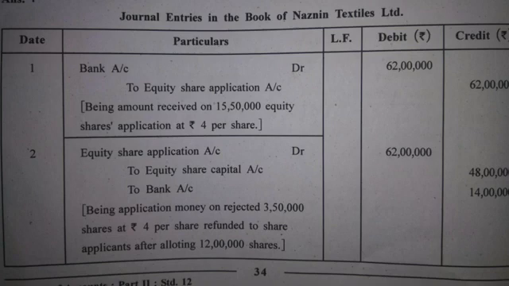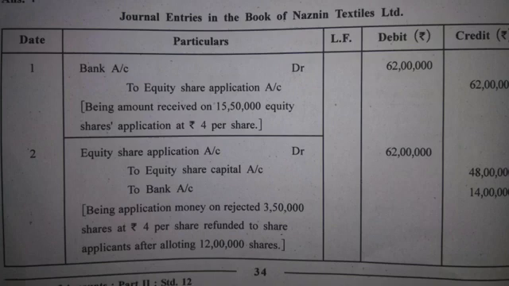So second journal entry, equity share application account debit 62 lakh, which appears here, to equity share capital account. How much amount you are supposed to transfer to equity share capital account? Only 12 lakh into 4. Why? Because the company has issued 12 lakh equity shares. Rest of the applications are to be rejected. So 3,50,000 is here, 12 lakh is here.